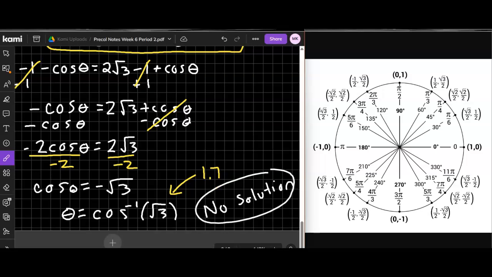Nothing can give us a value larger than 1 when we take the inverse cosine or the inverse sine. And so, even though we did all that fancy math and combined our cosines and we're feeling really proud of ourselves, unfortunately, because of that square root of 3, because 1.7 is larger than 1, there is no solution.